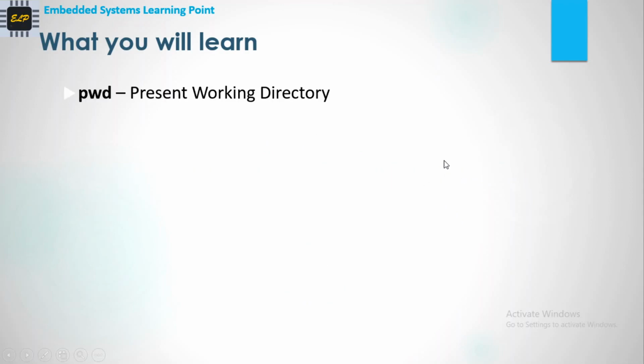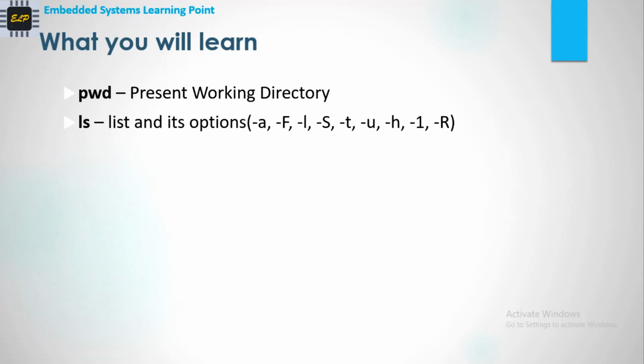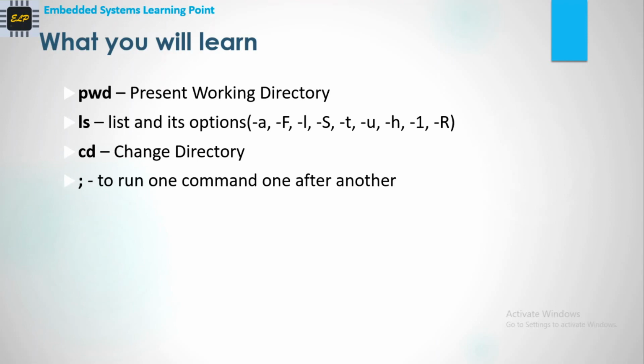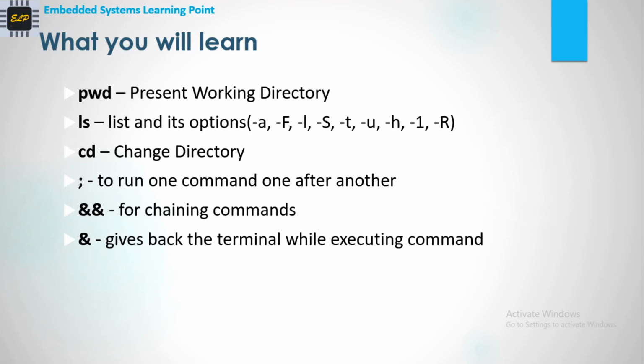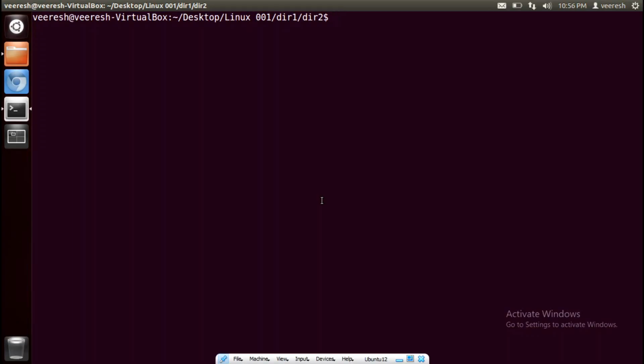You will learn how to see the present working directory, how to list the files and folders in a particular directory, how to change from one directory to another directory, how to run one command after the other using the semicolon, how to chain one command after the other using the double ampersand, and how to get back the terminal while executing a command using a single ampersand. Now we will see all those commands in action.